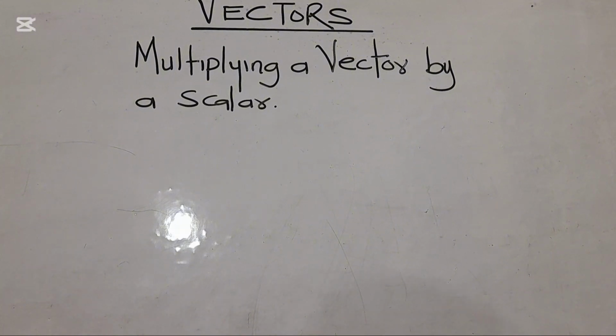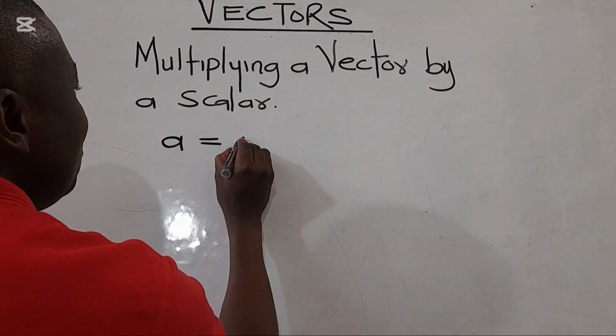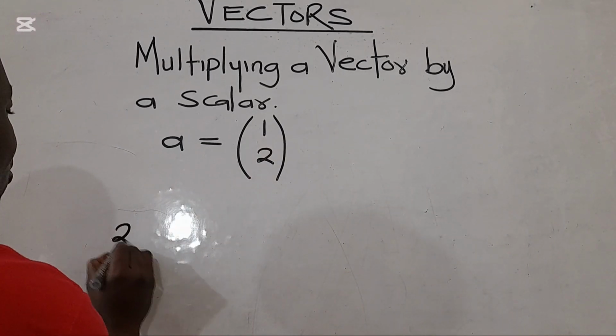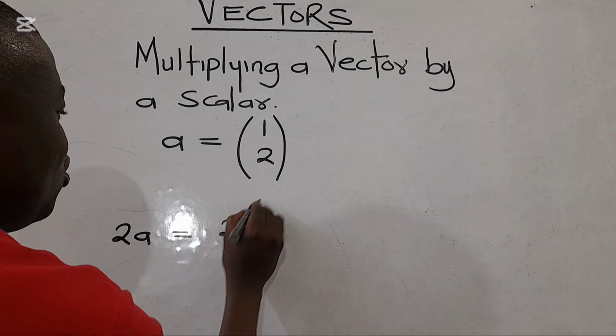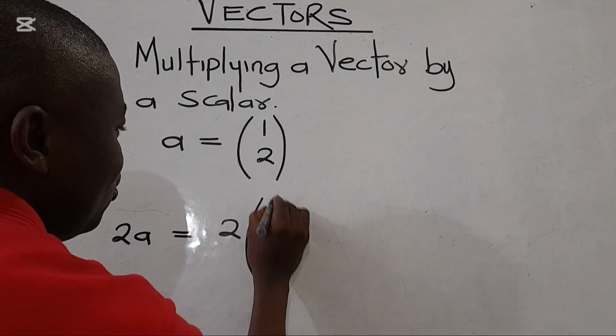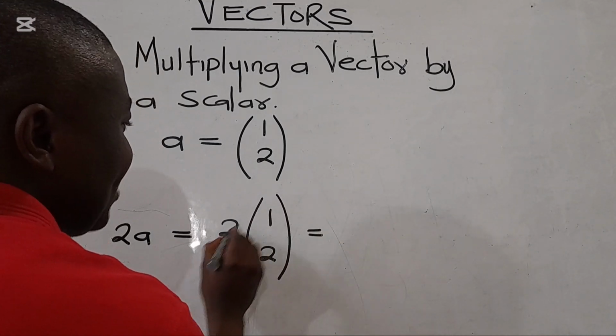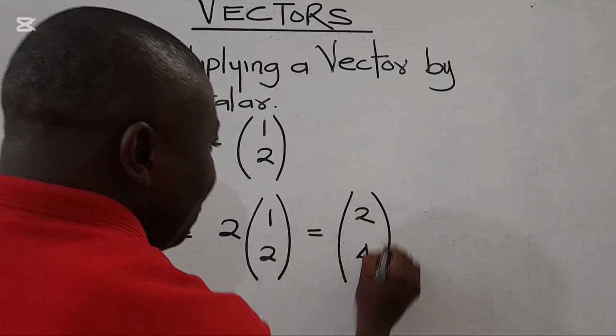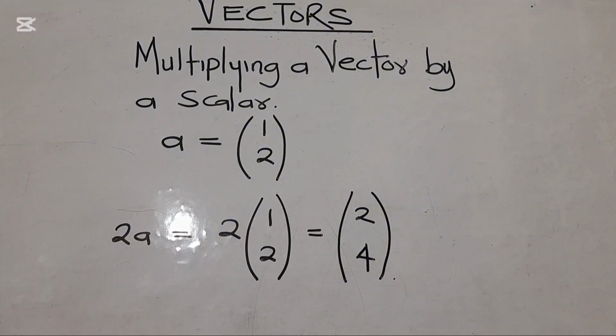Say if you have A equal to (1, 2). This is the vector, and you are asked to find 2A. This will give 2 times (1, 2), which will be 2 times 1 is 2, 2 times 2 is 4. So we have (2, 4). Just straight multiplication. That's how we multiply a vector by a scalar.